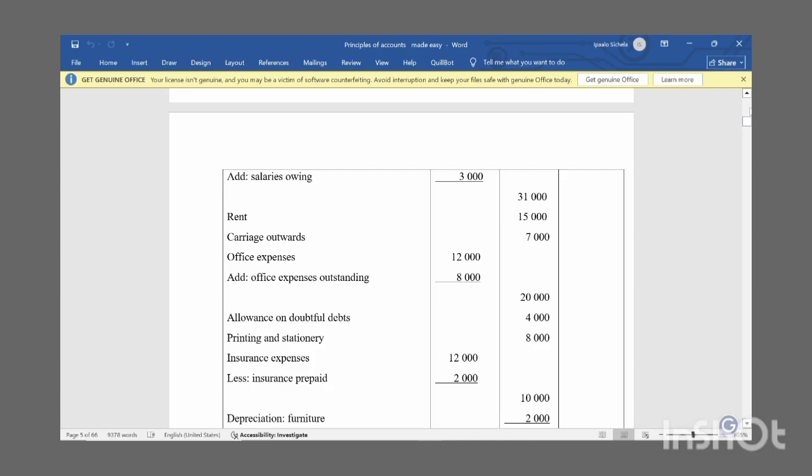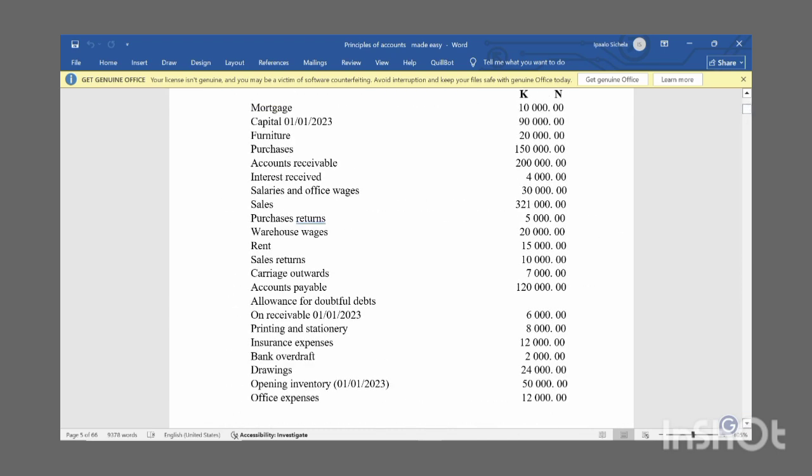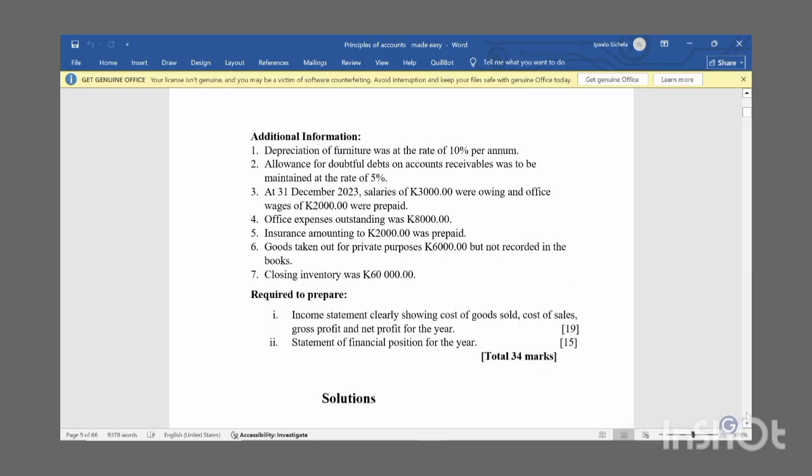Then you check if all the expenses are done. Yeah, I think they are done now. Once you have finished the expenses, the next thing you ask yourself is, is there depreciation? So you first finish all the expenses, then you move on to ask yourself, is there depreciation? Yes, there is depreciation of only one fixed asset, which was furniture. Depreciation of furniture was at the rate of 10% per annum. So this simply means we have to multiply 10% by the original cost of furniture.